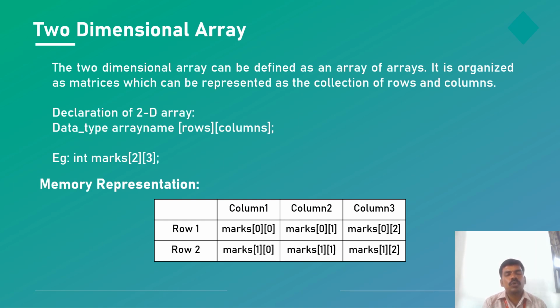Here a 2 by 3 matrix is declared with integer type. Marks is the array name. 2 rows and 3 columns of memory are to be allocated. So after declaring this array, memory will be represented like row 1, row 2, and column 1, column 2, column 3 are to be allocated.